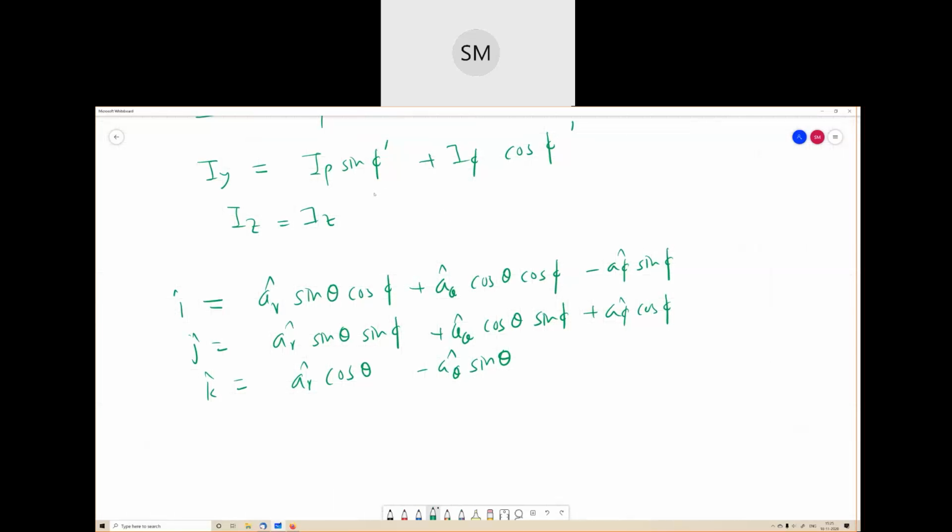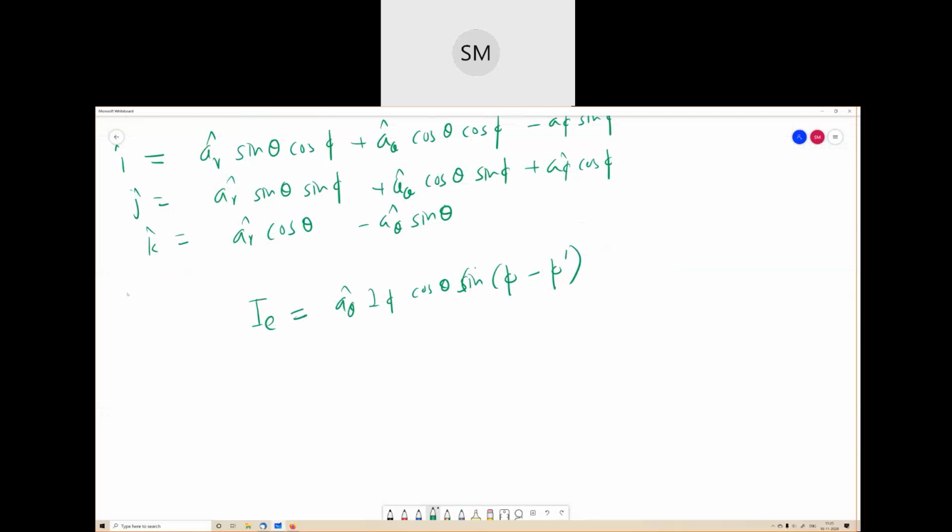So I_E, that is equal to A theta I phi cos theta sin phi minus... R equal to. Okay, I think there's no point.